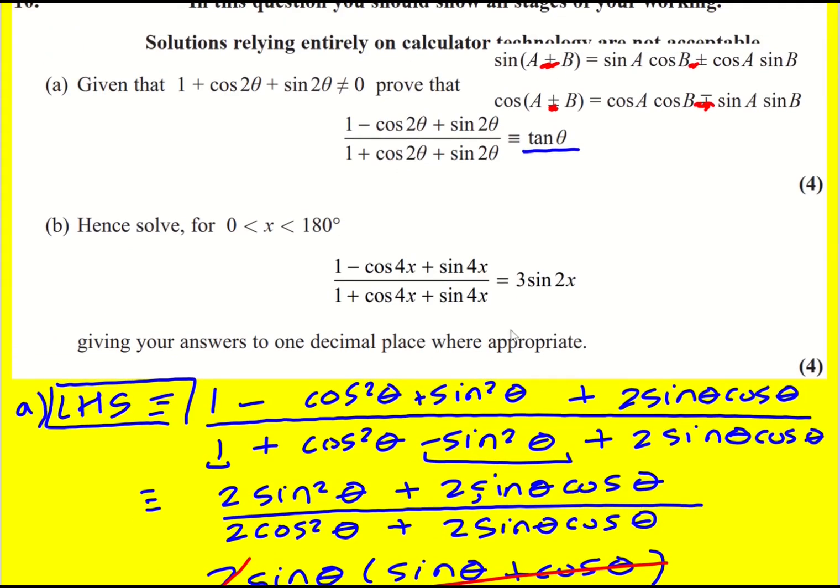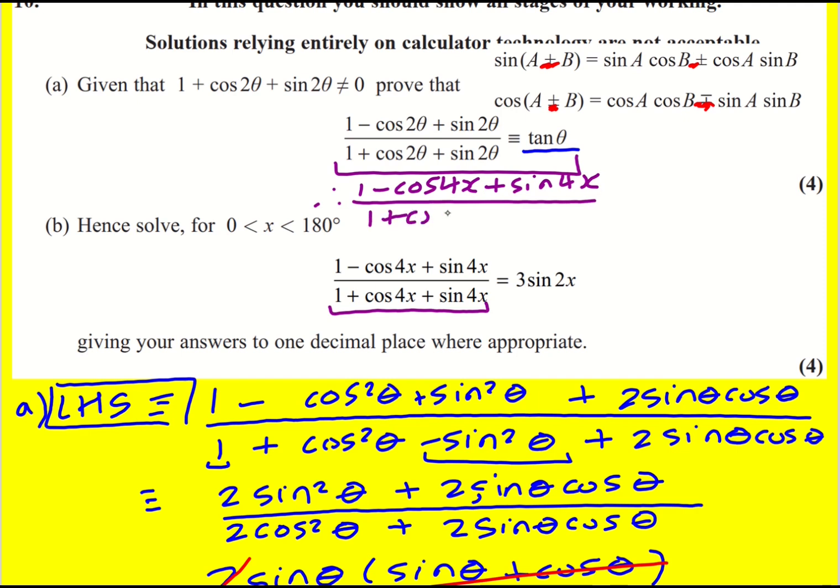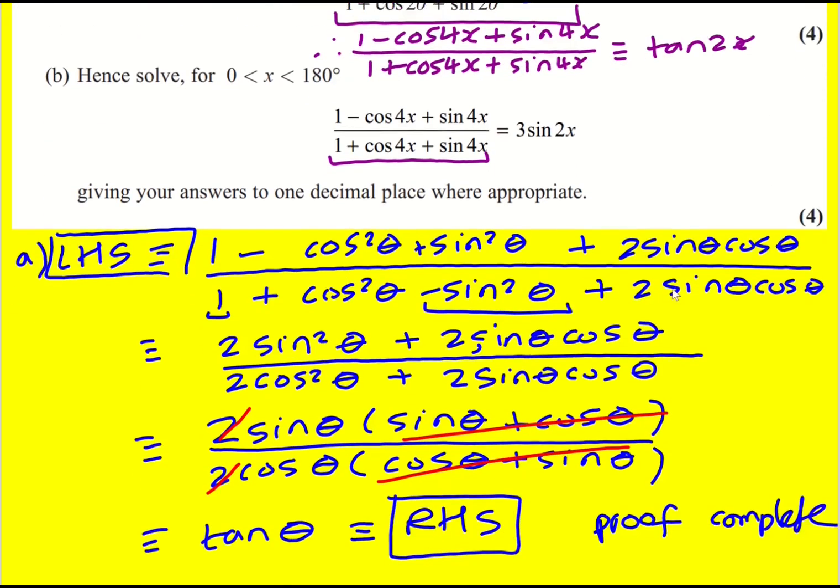Next part says, hence solve for theta between 0 and 180 this equation here. Now I do not want to start playing around with this. I want to use the identity that we've got up here. And so it follows, if I replace theta by 2x, then I'll get 1 minus cos 2 times 2x, that's 4x, plus sine 4x over 1 plus cos 4x plus sine 4x, and that's actually going to be identical to tan 2x. I've just replaced all of my thetas by 2x.